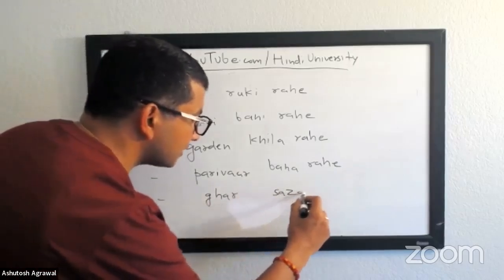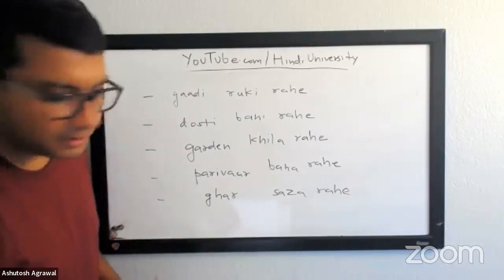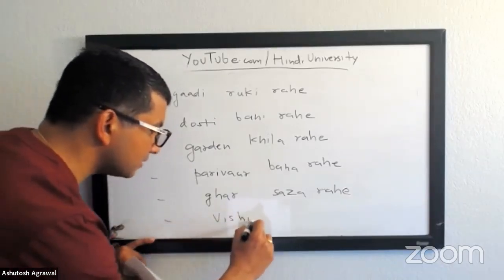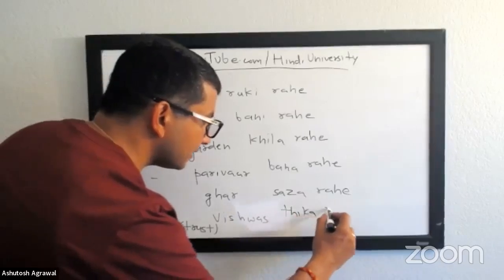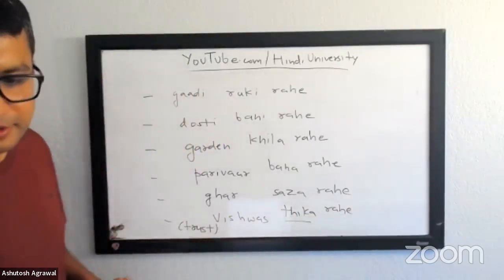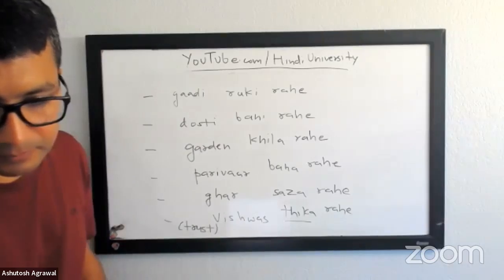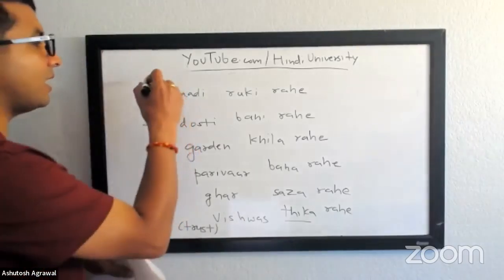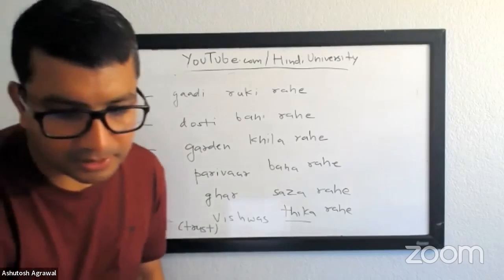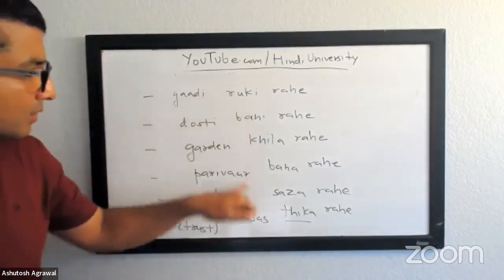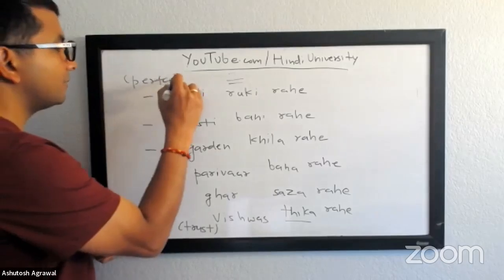घर सजा रहे. Sajana is to decorate, so it's used from that. घर सजा रहे. And then you can say vishwas. Vishwas is trust. Trust tika rahe. Tika is basically situated, right? Vishwas tika rahe. You can also say calm, but that one will be different. So these are some examples where you are using all of these. All of these are the perfective participle.